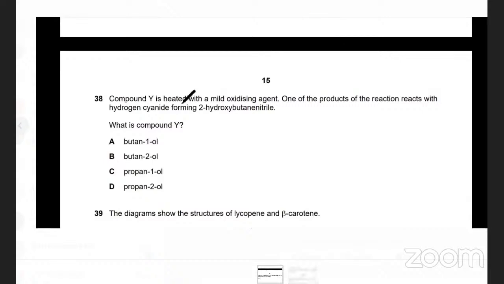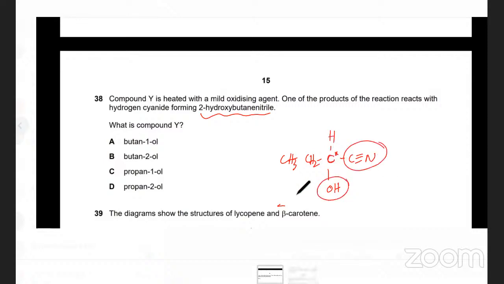Now there's a compound Y which is a mild oxidizing agent. One of the products of the reaction reacts with HCN to form 2-hydroxybutane nitrile. So I'm going to do the reverse now. Butane nitrile, so CN, right? 4 carbon atoms, nitrile, 2-hydroxy. There's an OH over here. And this is CH3, this is CH2, and now this is clearly a cyanohydrin. It's got a CN, it's got an OH.